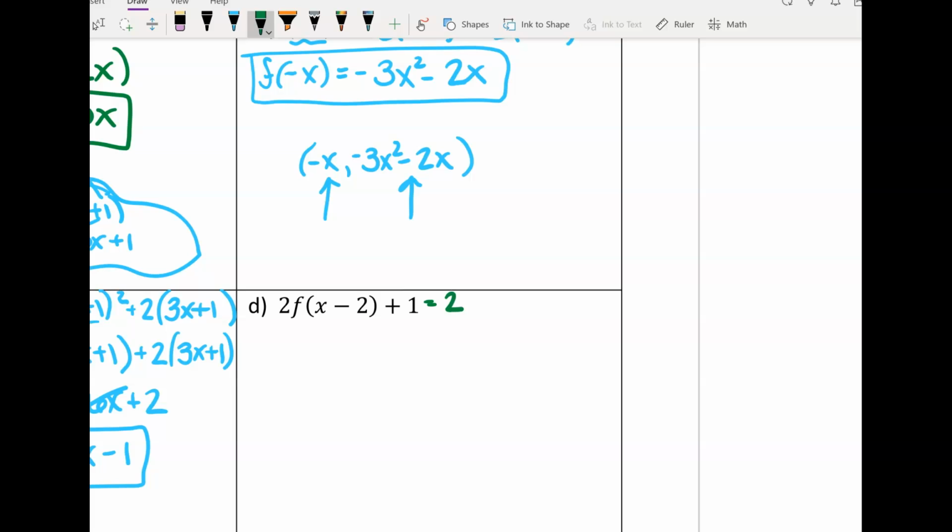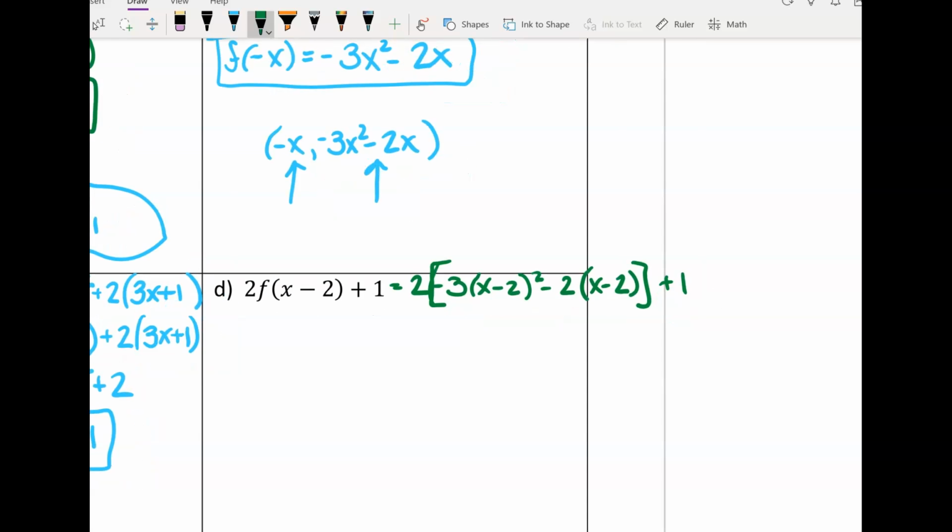So we're going to take 2. We're going to multiply it to the function. The function has us putting x minus 2 as the input. Okay, so negative 3 times the quantity of x minus 2 squared minus 2 times the quantity of x minus 2. I'm going to use a bracket. There we go. And then we're going to add 1 at the end of all of it. Take your time. The 2 is going to stay on the outside, as is the negative 3.